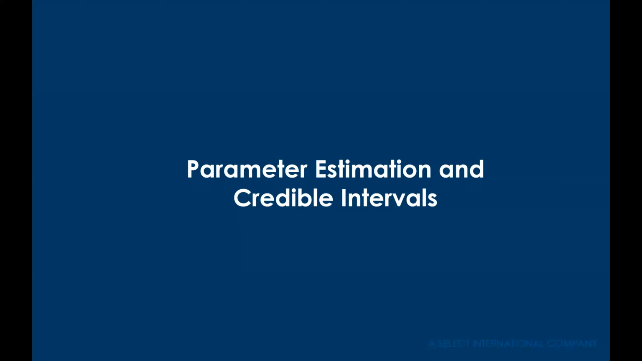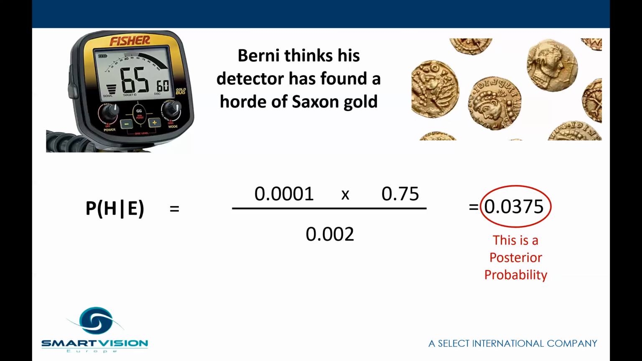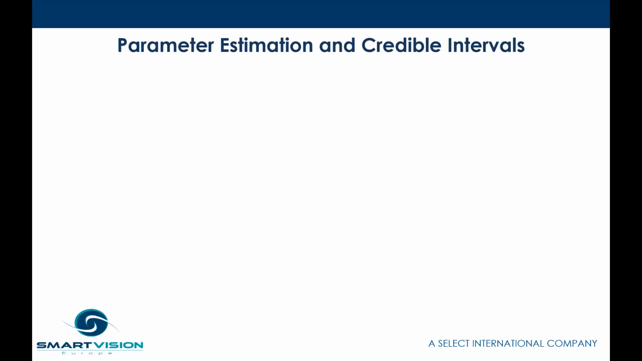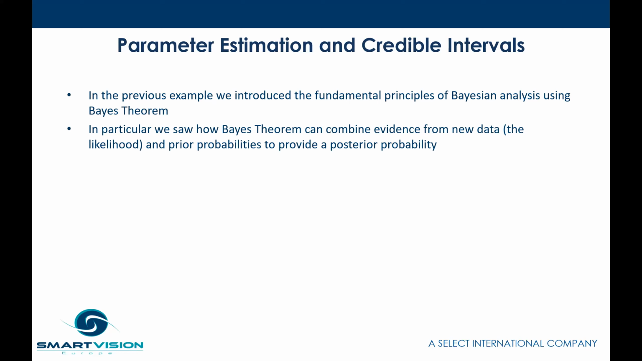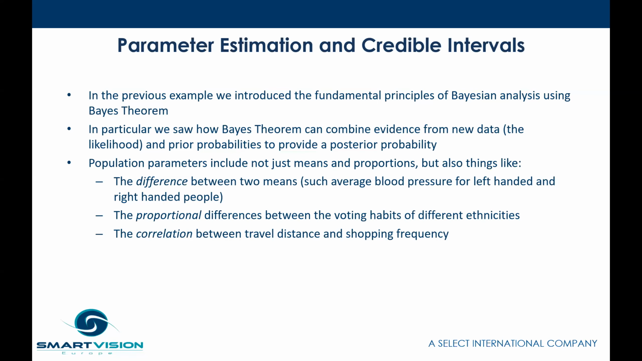So let's talk about how we actually do tests and stuff like that. How do we find out things? What does that look like when we're applying Bayesian analytics? Well, in the previous example, we introduced the fundamental principles of Bayesian analysis using Bayes' theorem. In particular, we saw how Bayes' theorem can combine evidence from new data, the likelihood, and the prior probabilities to provide a posterior probability.